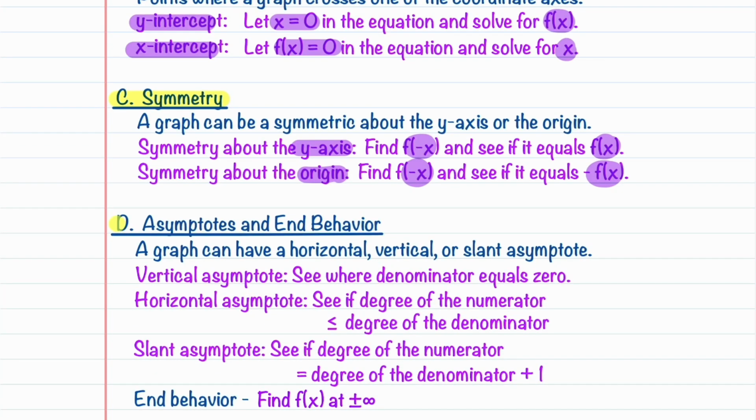It's best to then look at asymptotes and end behavior. You'll have a vertical asymptote at a point where the denominator equals 0. You'll have a horizontal asymptote if the degree of the numerator is less than or equal to the degree of the denominator. And then you'll have a slant asymptote if the degree of the numerator is 1 more than the degree of the denominator. And then to find the end behavior, you need to find f of x at plus or minus infinity.